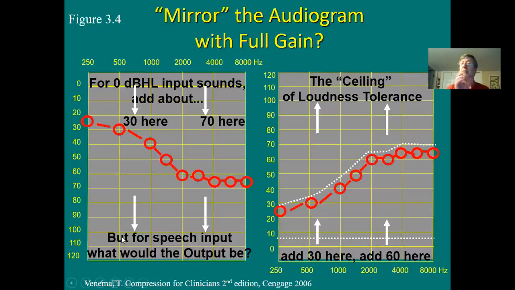But if your input wasn't 0 dBHL, what if your input was speech? What is the intensity of speech? Well, in dBHL, it's between 50 to 60. And in dBSPL, it's between 60 to 70. So either of those levels, if that's your input, I can't add 30 to that input and 70 to that input because I'm going to blast the guy to kingdom come.